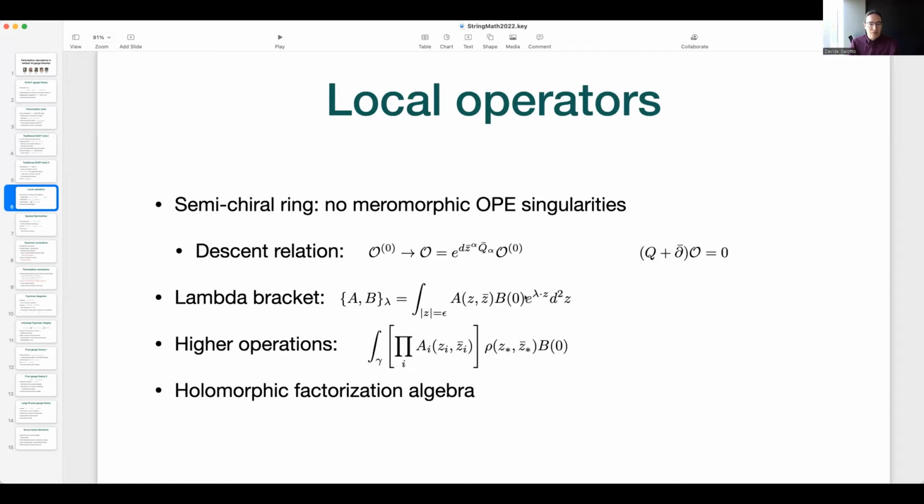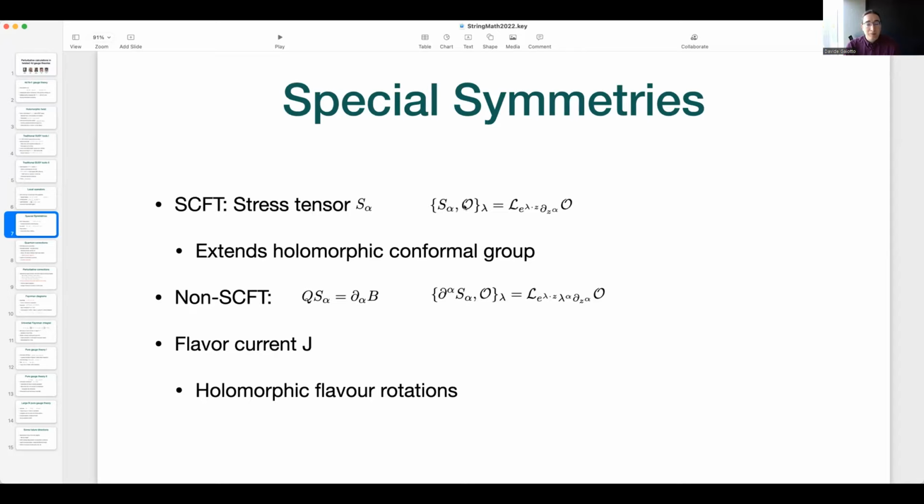And it is the reason for this infinite symmetry enhancement, because essentially every operator gives you an infinite number of symmetries thanks to the lambda bracket. For example, if you take any physical theory, it will have a stress tensor, which is part of a supermultiplet. And there is an element of the supermultiplet whose lambda bracket generates the action of essentially any holomorphic diffeomorphisms of space-time. This object, which I can call a holomorphic stress tensor, exists and is Q-closed in conformal field theories, in which case it gives you an extension of the holomorphic conformal group.